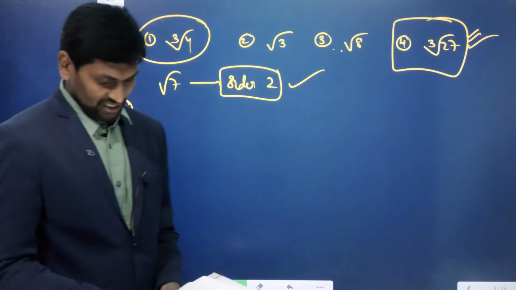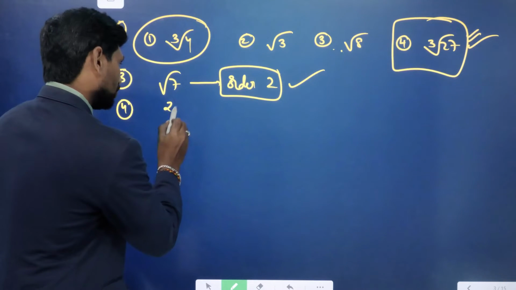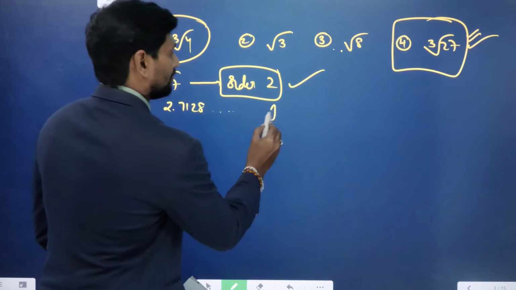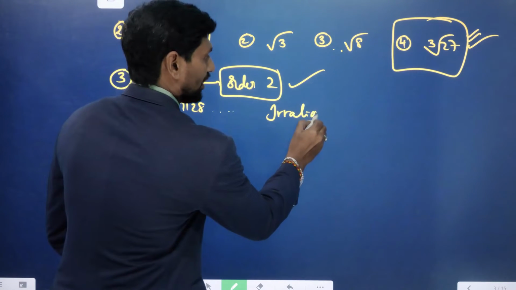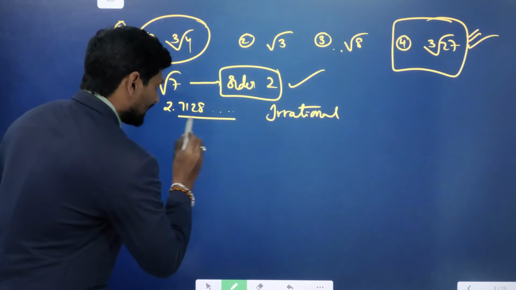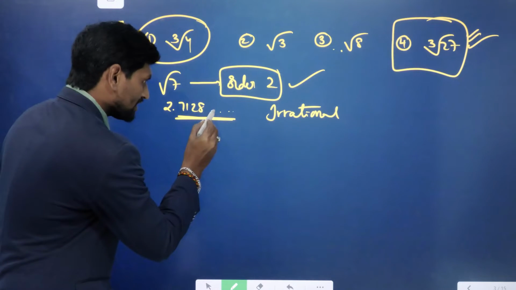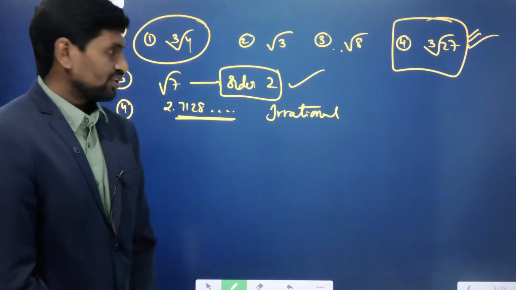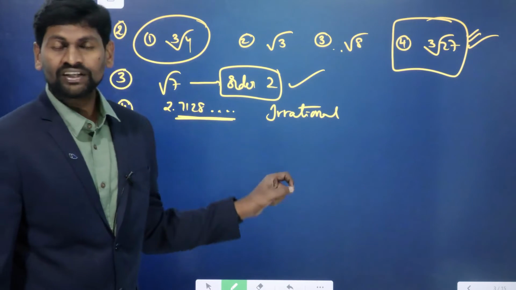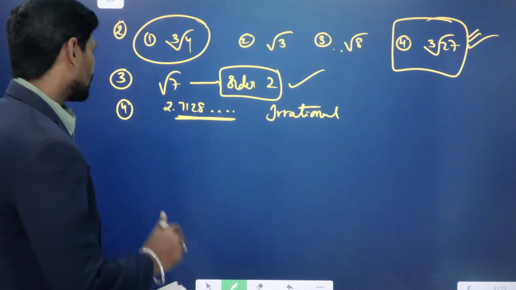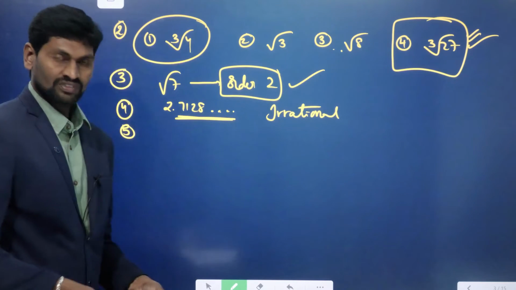Now while you are observing here, 2.7128 and so on is an example of an irrational number. How can I say this is an irrational number? See, no digit is repeating here, and these dots indicate a non-terminating decimal. So a non-terminating, non-repeating decimal is nothing but an irrational number. Okay? So let us go to question number 5.